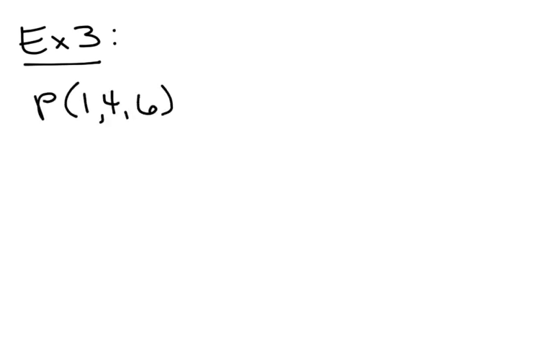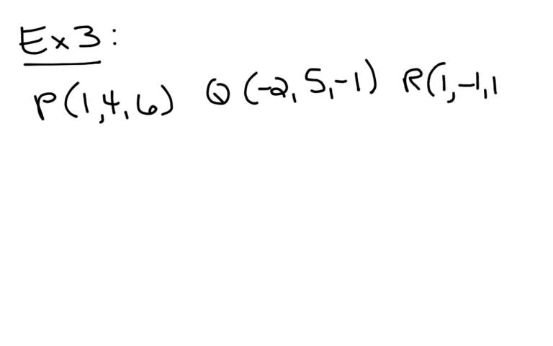What if I want to find a vector perpendicular to a plane? Let's say that I give you 3 points on a plane. P is 1, 4, 6. Q is negative 2, 5, negative 1. And R is 1, negative 1, 1. In order to find the vector perpendicular to the plane that passes through these points, I need vectors. P is normally our initial point, where Q is going to be a terminal point, and so is R. So we're going to find vector PQ first.